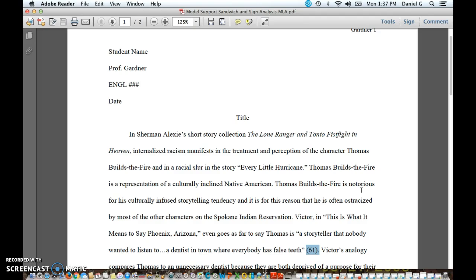Be sure to place the page number in parentheses after the quote and followed by an appropriate punctuation mark, whether a period or a question mark.